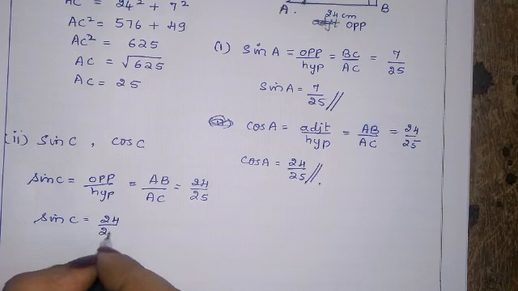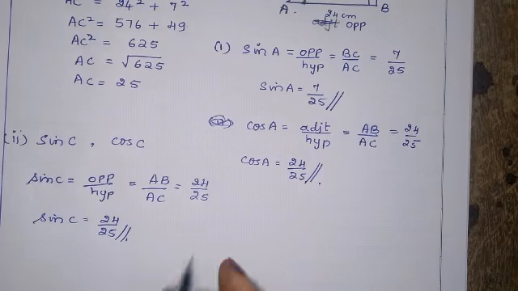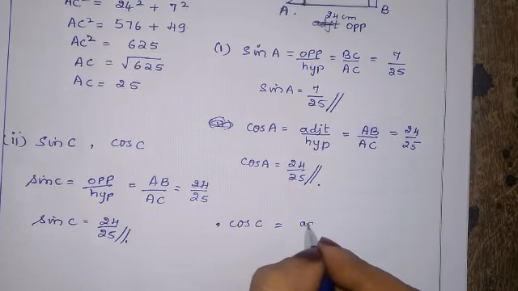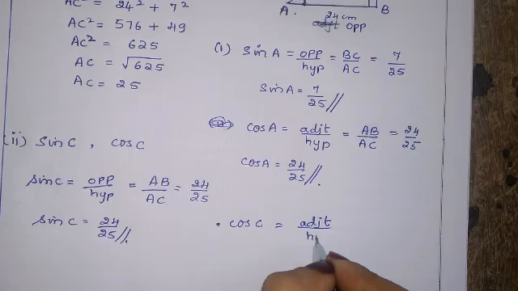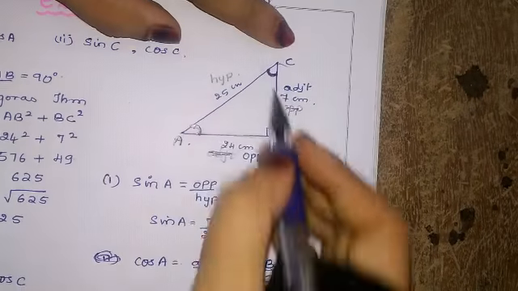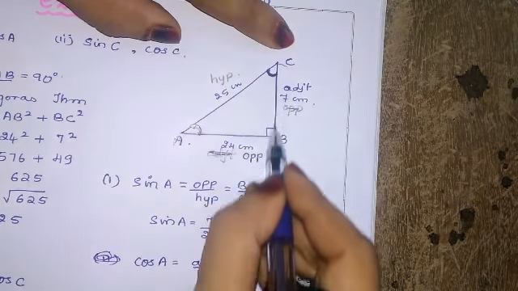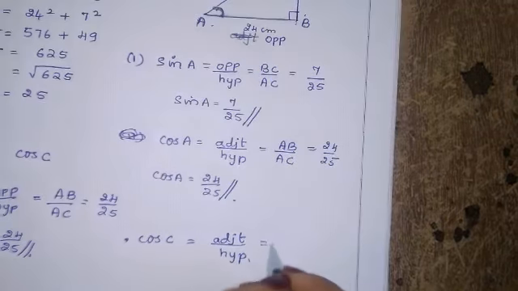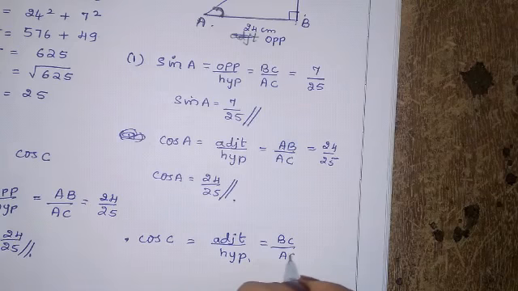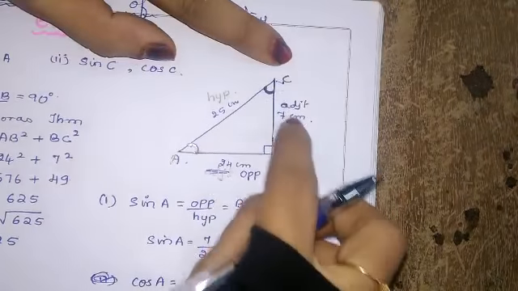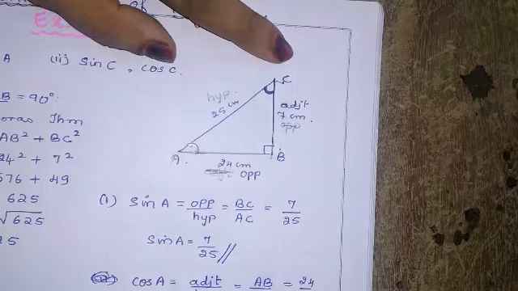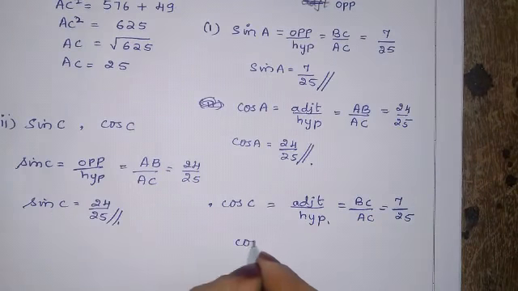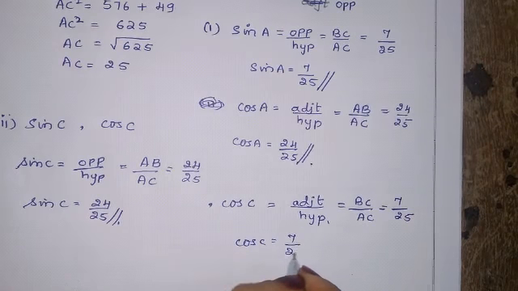Now, in the same way, we need to find cos C. Cos is adjacent upon hypotenuse. Adjacent to angle C, the side along the angle line, is BC. BC upon AC. BC is 7, so 7 upon 25. So cos C is 7 upon 25.